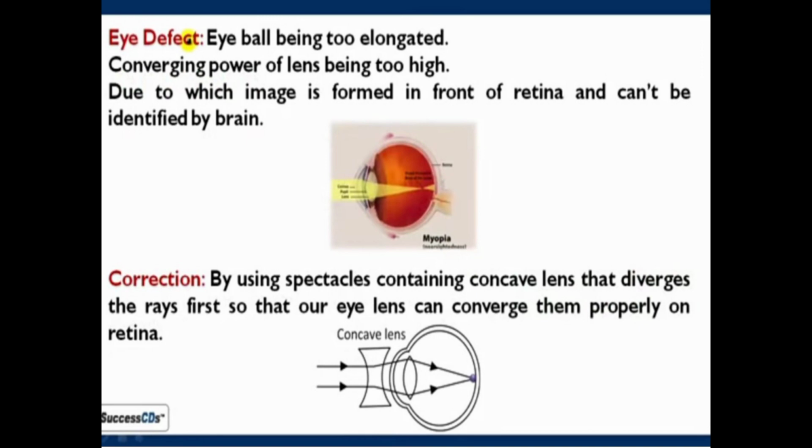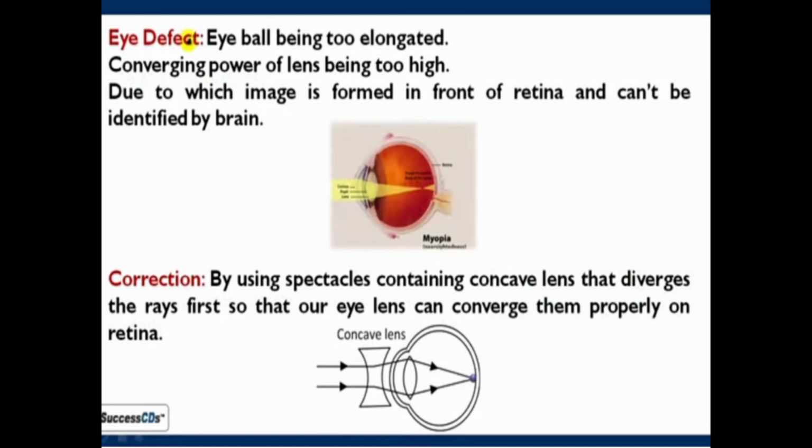As we know, the image formed on the retina is identified by the brain, which then gives a signal, but here the image is formed already in front of the retina. So how will the brain recognize that image? That's why the brain is unable to recognize it. The image is not recognized by the brain because the converging power of the lens is too high.